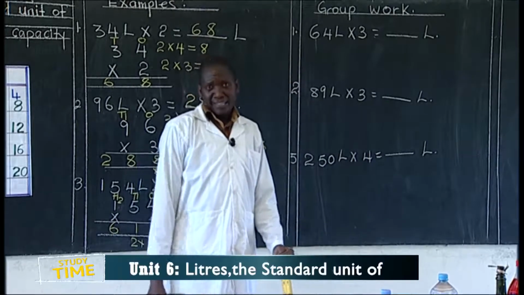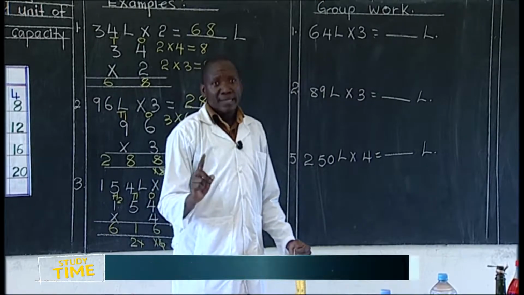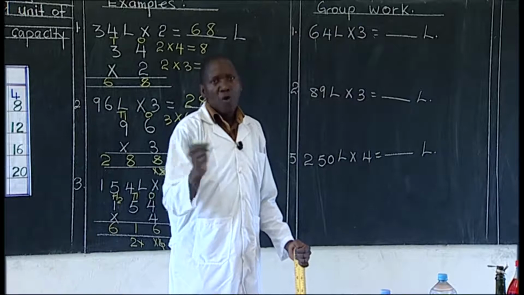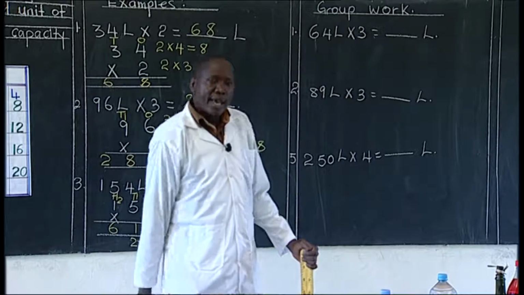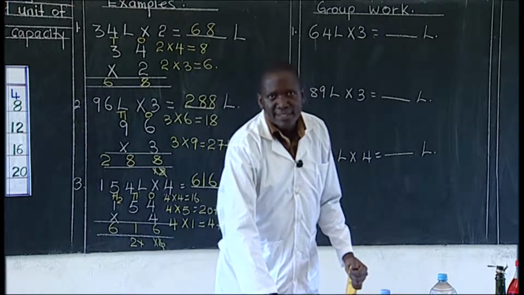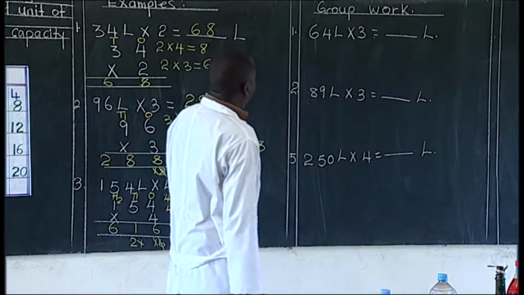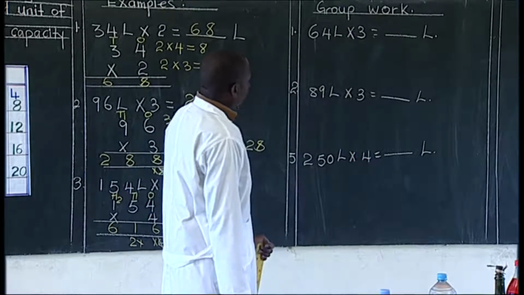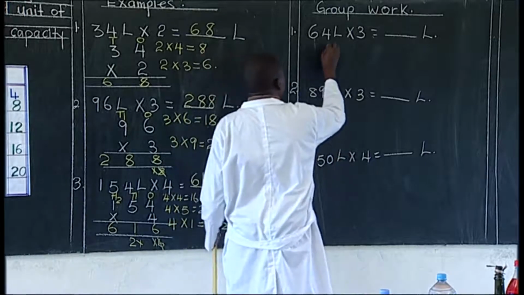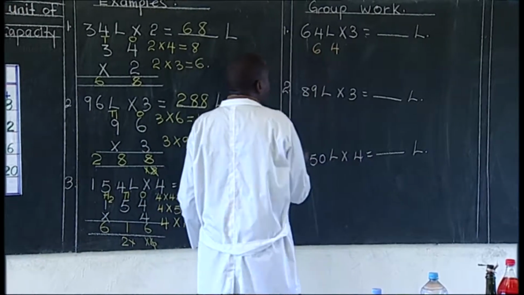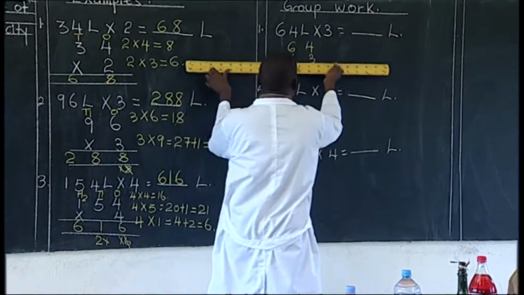Yes? Are you finishing? Wonderful. When you finish, we are going to mark ourselves. And you know what? You are going to exchange. Can you exchange? Okay, that's good. Let's exchange now. And we go through. Now, number 1 says 64 liters times 3. This is 64 liters times 3. Your ruler.